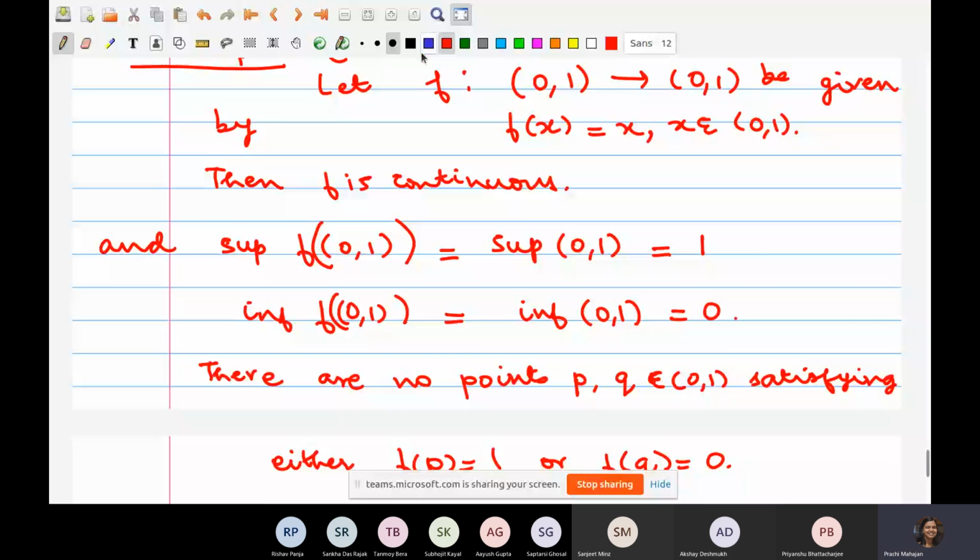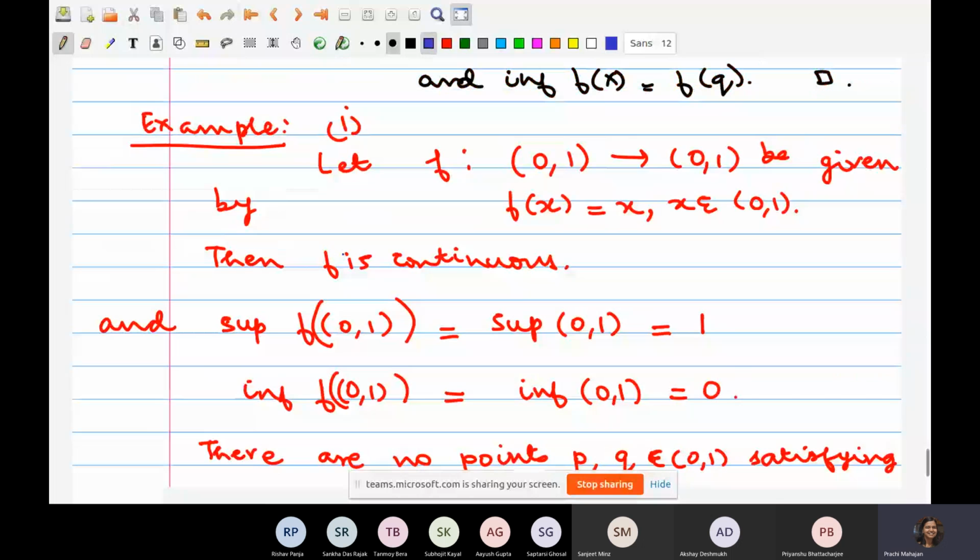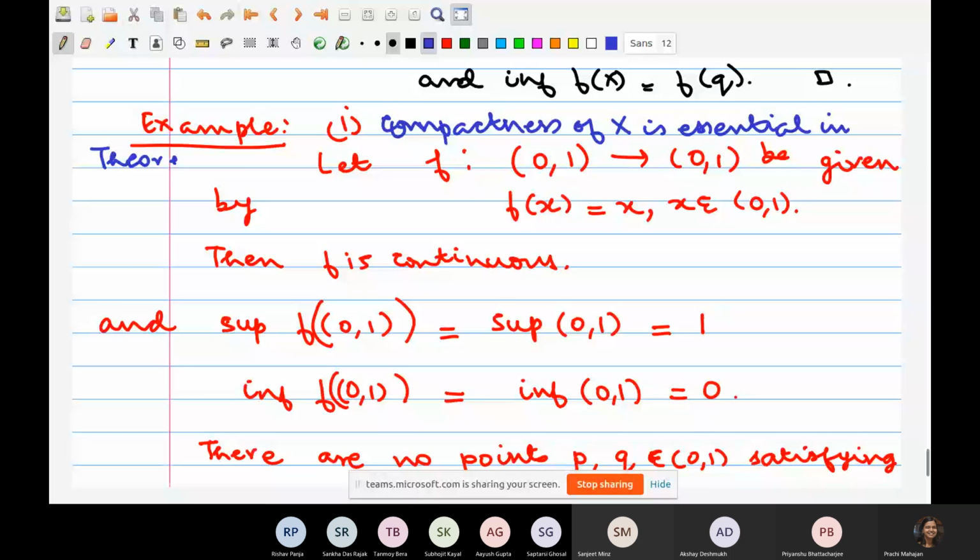I'll just write that down. So you cannot compromise on the compactness of X. Compactness of X is essential in the statement of theorem 1. Anyways, a couple more examples to highlight this fact.